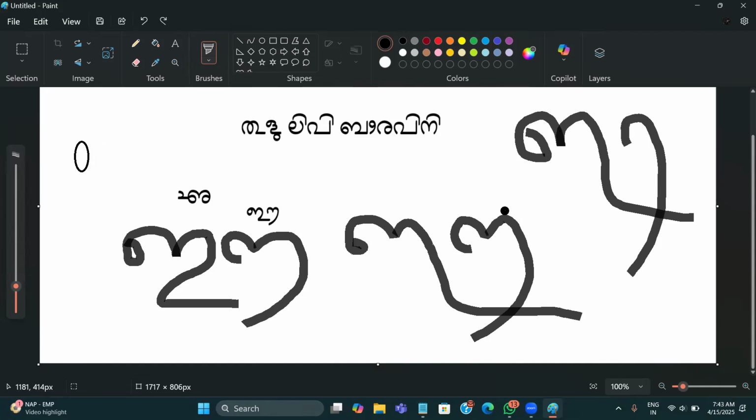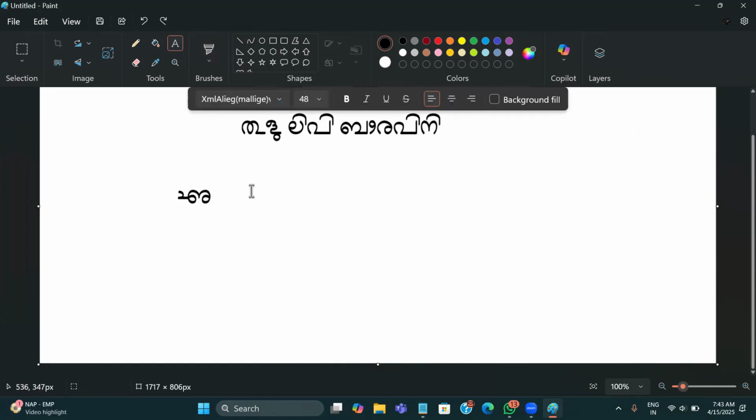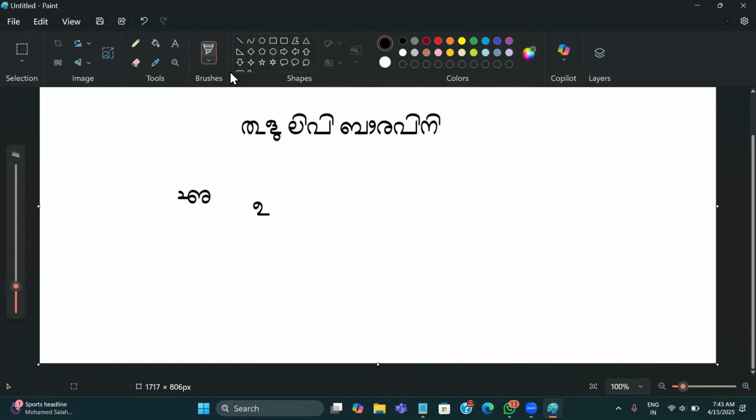After that, coming to U. This is the letter U. U is written like this. Firstly, a curve and moving like this. It is very simple. This is the easiest one here.